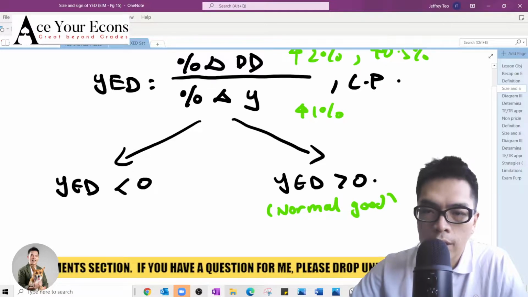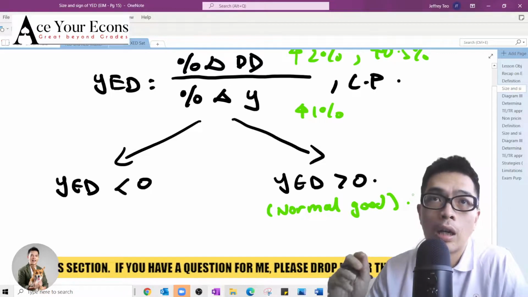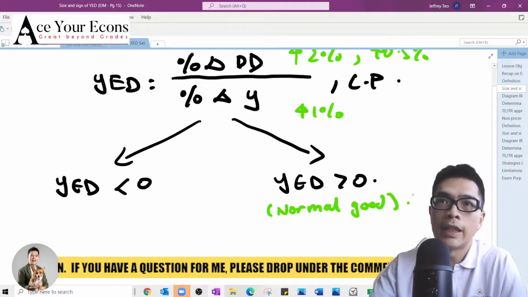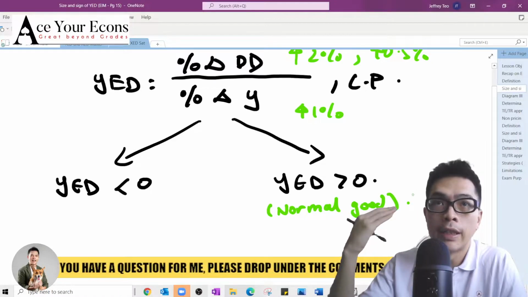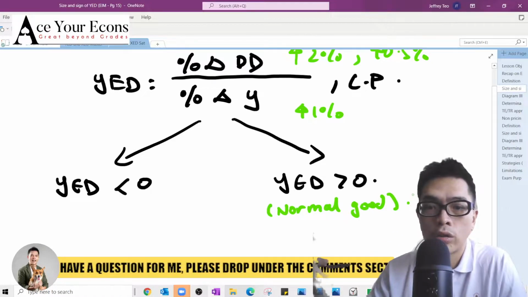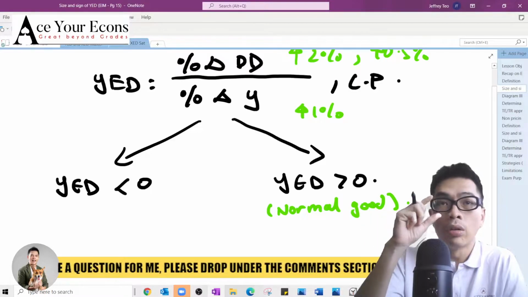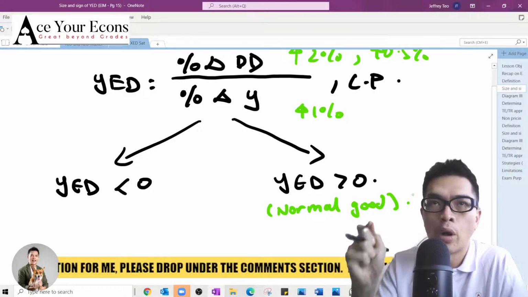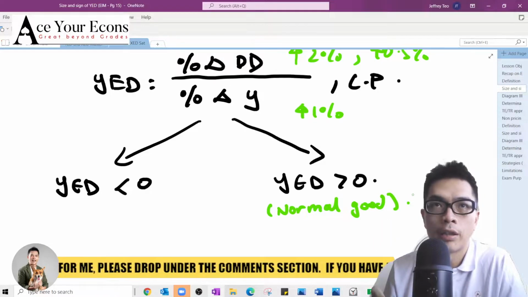So this is consistent with our finding when we went through demand and supply. A rise in income will lead to an increase in demand of the good, assuming that it's a normal good. So a normal good simply tells you that your demand of the good responds in the same direction as your income.